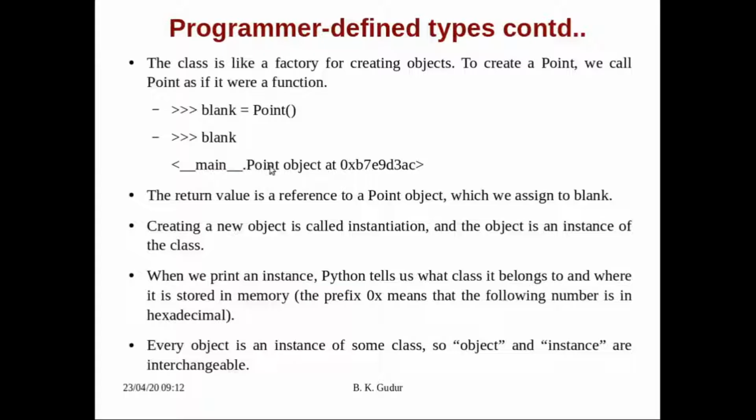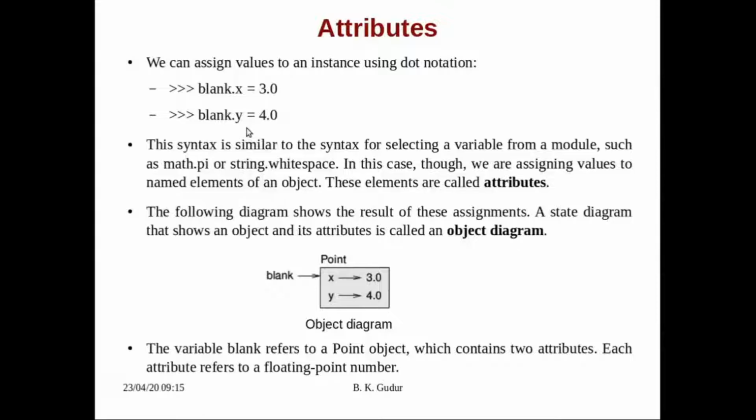When we print an instance, Python tells us what class it belongs to and where it is stored in memory. Here it has told us it belongs to Point. This is the name of the class. It belongs to the Point class and it's stored in this memory, right? So every object is an instance of some class. So object and instance are interchangeable. Sometimes we call an object an instance or an instance an object. Both are interchangeable because both refer to the same thing.